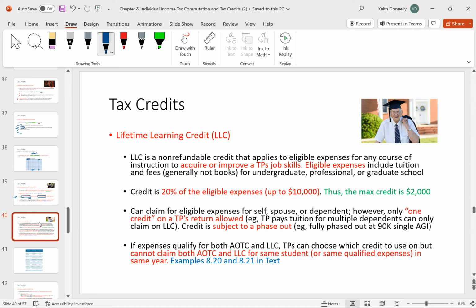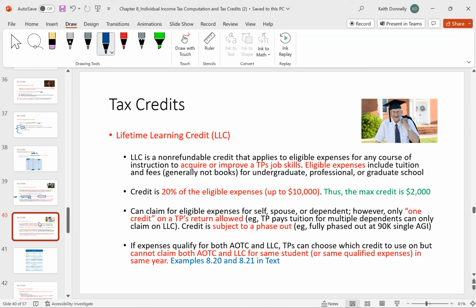All right, the next one here is the lifetime learning credit. So this is for after those first 4 years. Maybe you go to grad school, you go to law school, or alternatively, you are later in life. The idea here is it's a credit to recognize expenses that help you to acquire or improve job skills. And essentially, it's going to be for very similar expenses. The books, it depends on if they're required for the course or not, but we'll keep it simple.